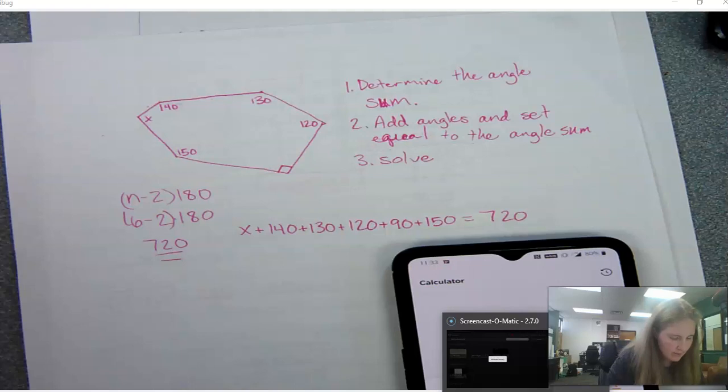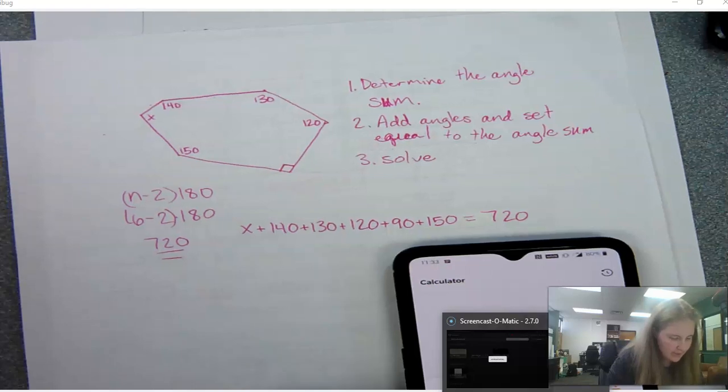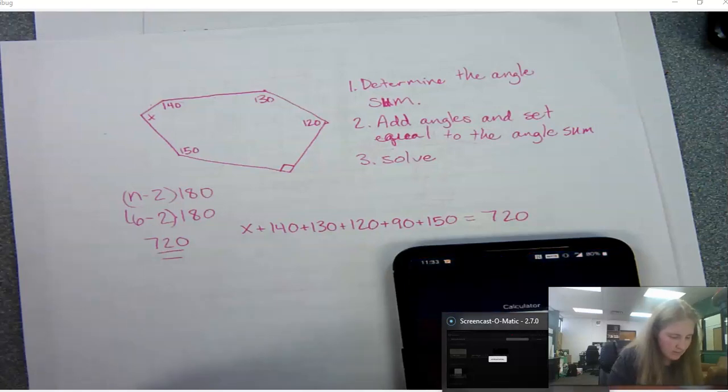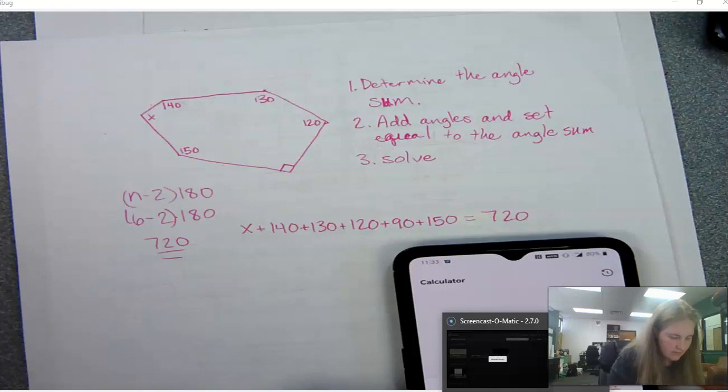I'm going to add all these together, 140 plus 130. I'm just combining like terms. Oh, doesn't make sense. 90 plus, oh, there's my husband.